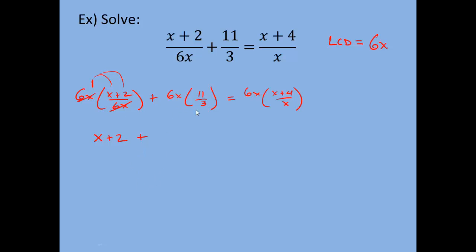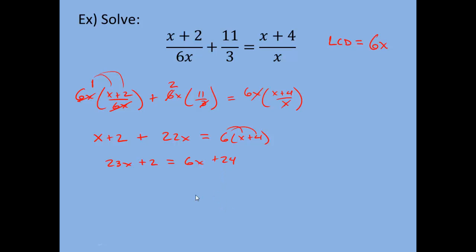Plus here, I've got 6x times 11 over 3. Well, the 6 and the 3 divide out. 6 divided by 3 gives you a 2, so you're left with 2x times 11, which gives you 22x. And that's equal to, on this side, the x's are going to cancel out, so you're left with 6 times x plus 4. And now we're going to simplify. On the left side here, I've got an x plus 22x, so it'll give me 23x plus 2 is equal to, here I have to distribute the 6 through, so I'm going to have 6x plus 24.